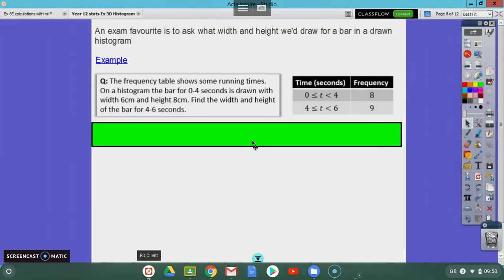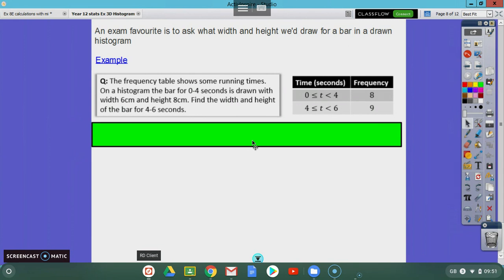Okay, video number 3. So, as I said, this is an exam favourite to ask what the width and height would be if we draw a bar on a histogram. The frequency table shows some running times. On a histogram, the bar for 0 to 4 seconds is drawn with width 6 centimetres and height 8 centimetres. So you don't actually get to see the histogram, but you get the dimensions of the bar. Find the width and the height of the bar for 4 to 6 seconds.